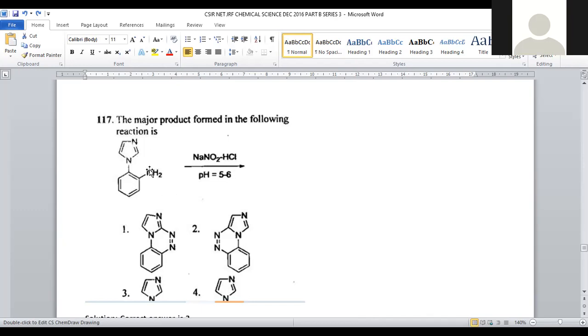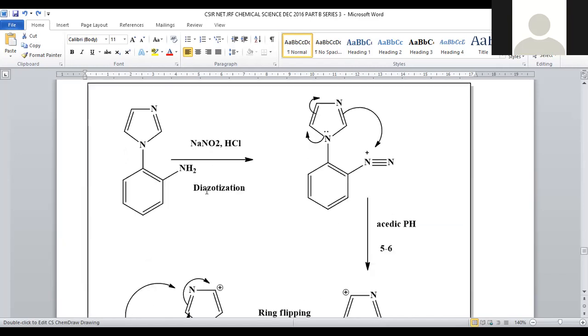Whenever aromatic primary amines are treated with NaNO2 and HCl, there is a formation of HNO2, which is called nitrous acid. That nitrous acid binds with this NH2, and a diazonium salt will be generated. Benzene diazonium salt will be generated.